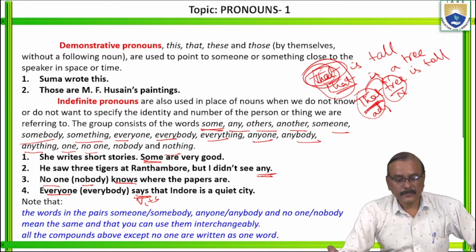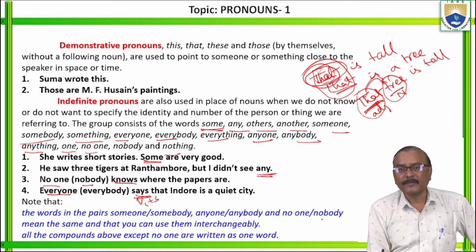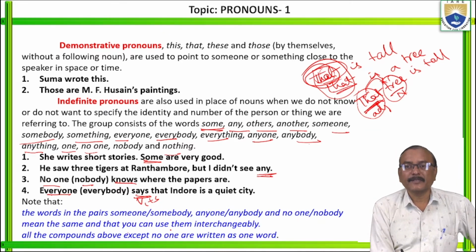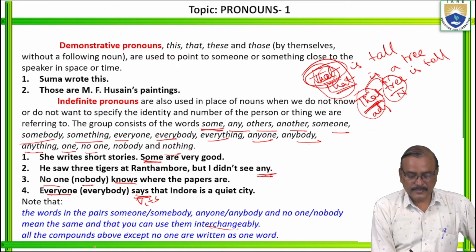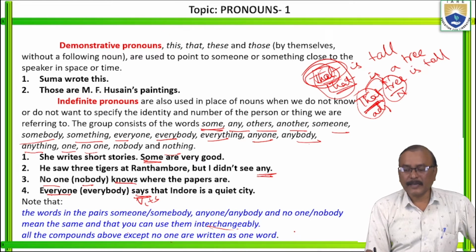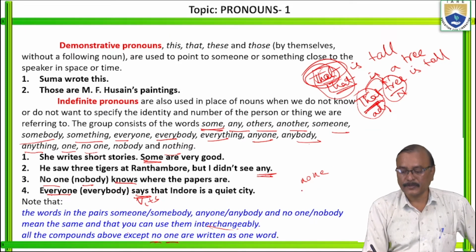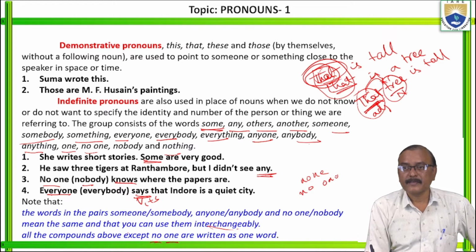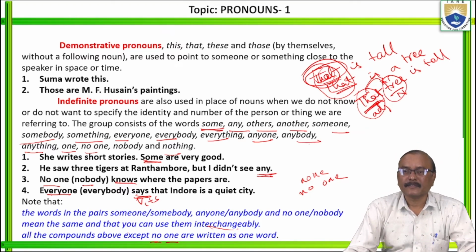Next, note that the words in the pairs someone, somebody, anyone, anybody, and no one, nobody mean the same, and you can use them interchangeably. And all the compounds above except no one are written as one word only. But for no one, you have to separate it like this: no one. For the remaining, you have to combine them: everyone, anyone, one word only.